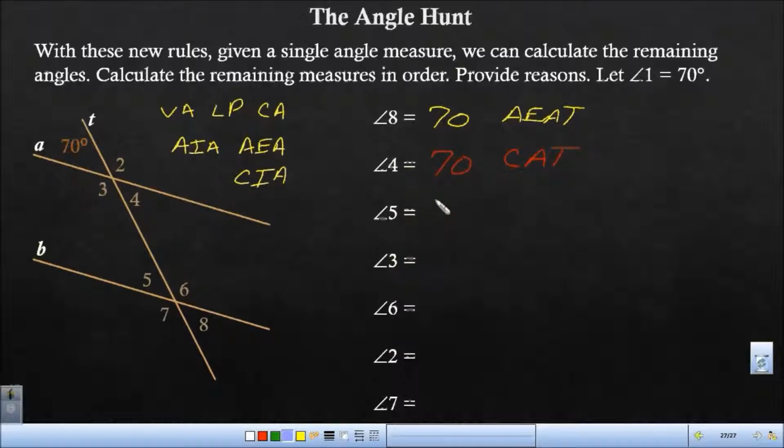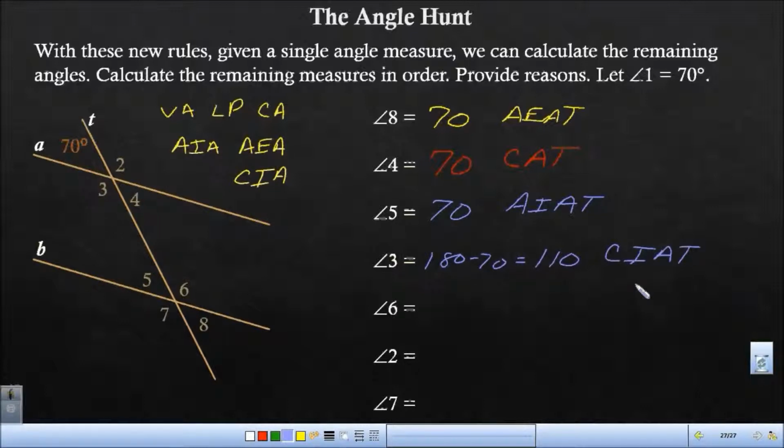Alright, so 5 is also 70 degrees. AIAT. This theorem is the AIAT theorem because, you know, I'm feeling AI right now. 5 and 3 are consecutive interior angles. They sum to 180. So we're actually going to go 180 minus 70 here. The measure of angle 3 is 110 because of the consecutive interior angles theorem.